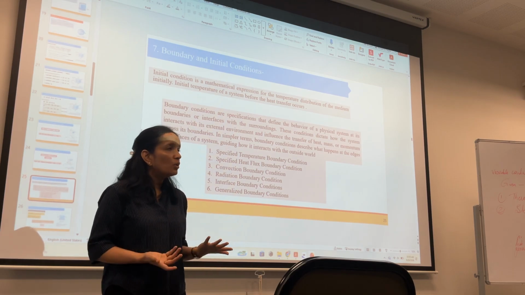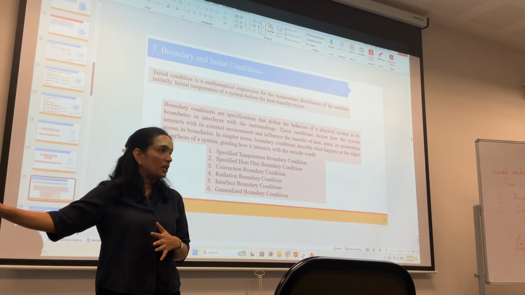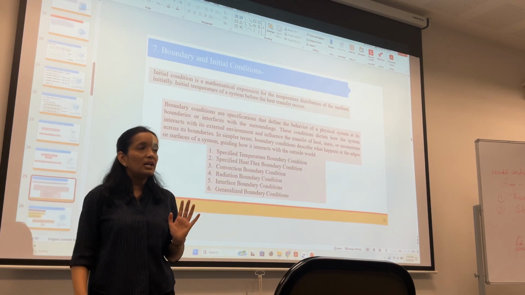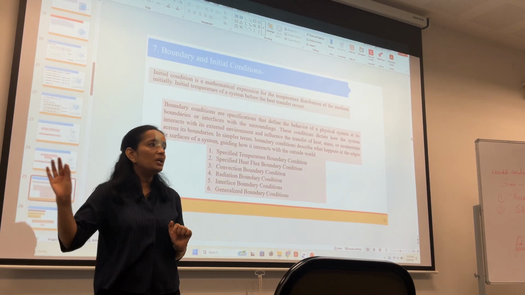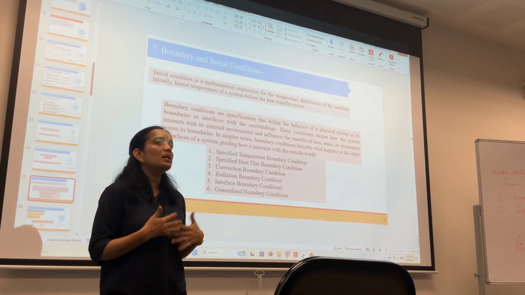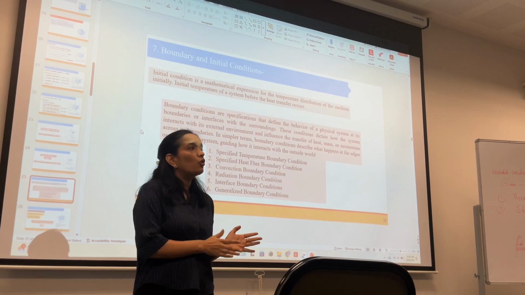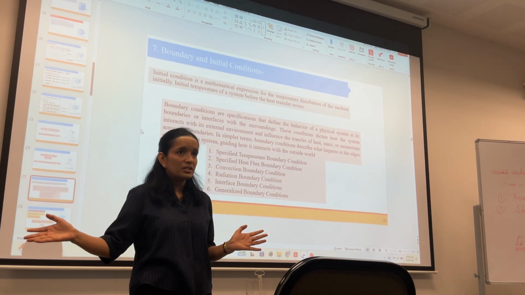A boundary condition is where I am telling you what the condition is on the boundary of that object. If you are designing a window and I am telling you at the boundary the temperature is this, or at the boundary the heat flux is this, these are boundary conditions. Initial and boundary conditions you have before you start studying the heat transfer.